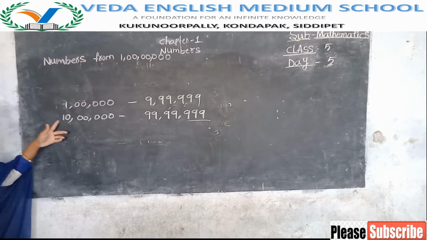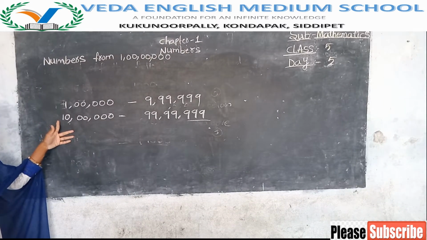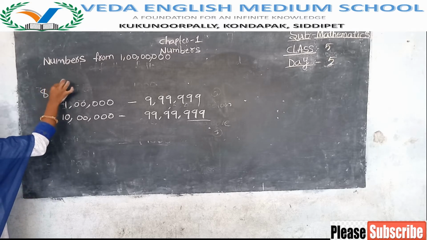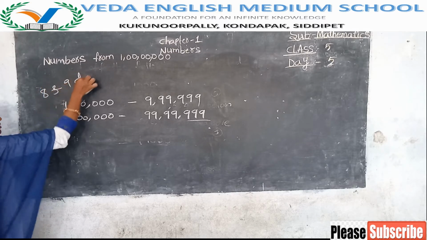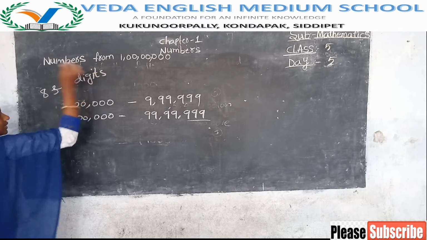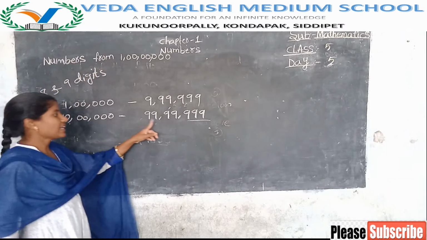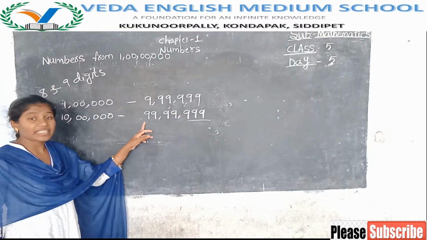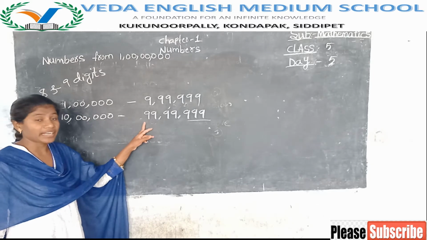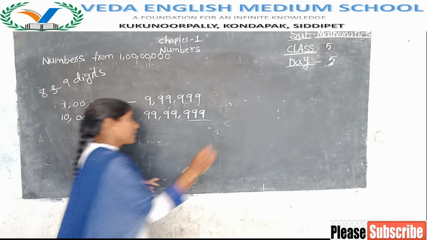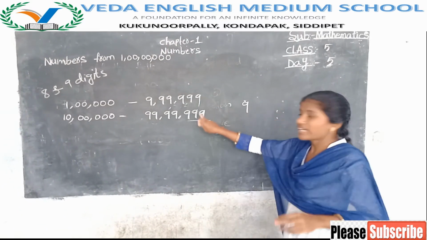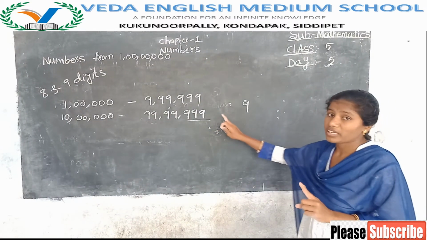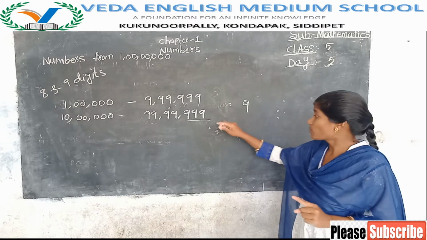That means in class 4 we have learned up to 7 digits. Now in class 5 we will learn about 8-digit and 9-digit numbers. Now 99 lakhs 99,999 is the 7-digit largest number. Then how will we get the 8-digit smallest number? By adding 1 to the 7-digit largest number, we will get the 8-digit smallest number.